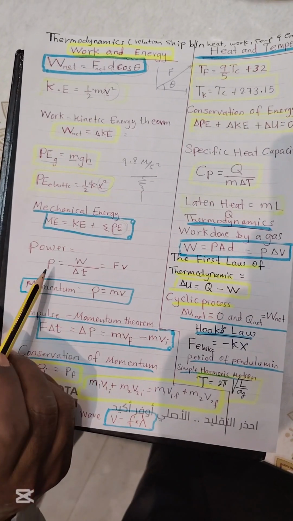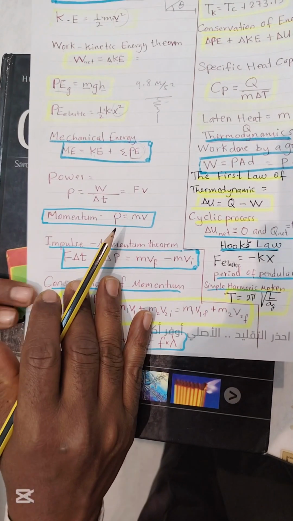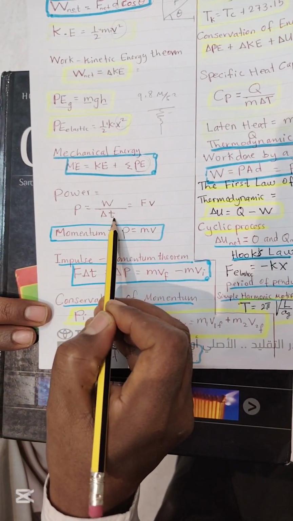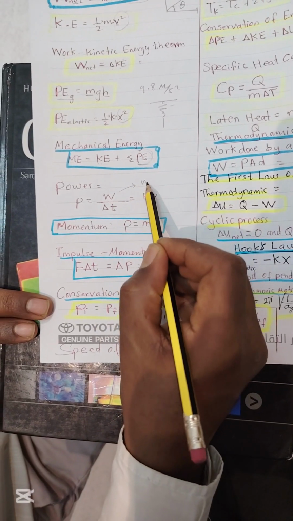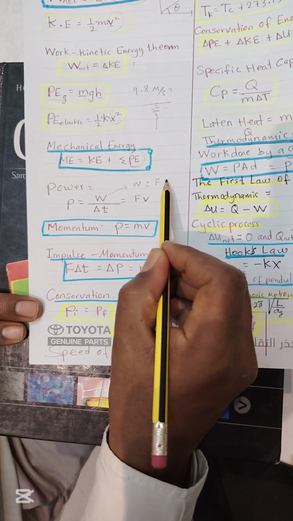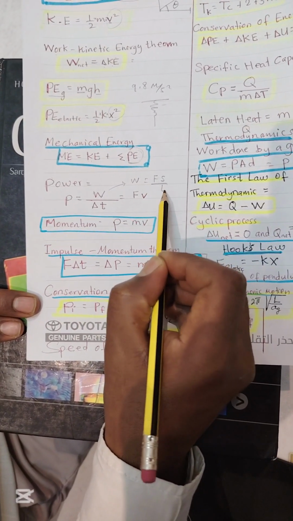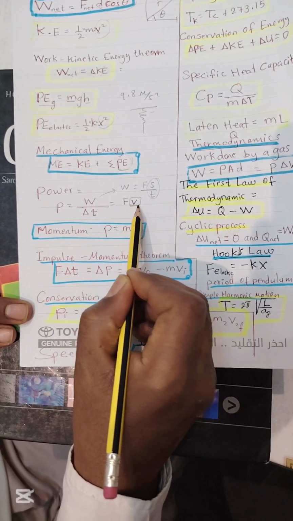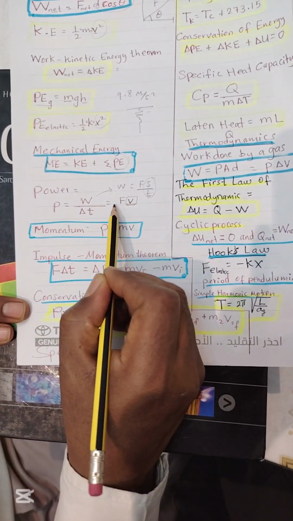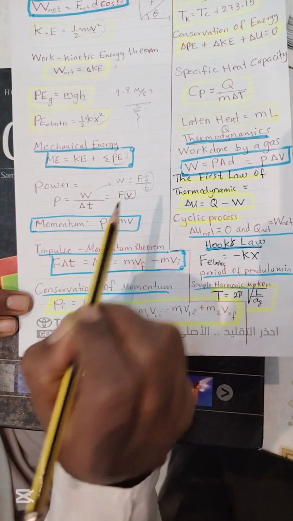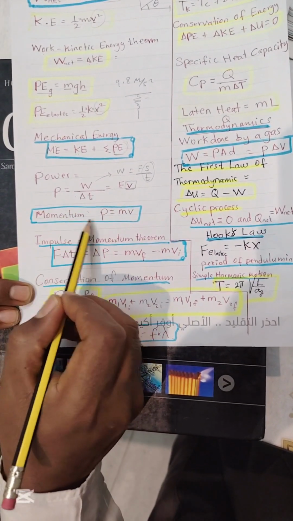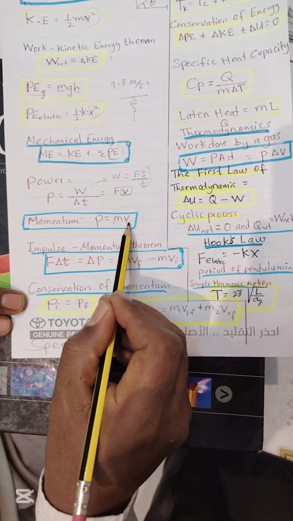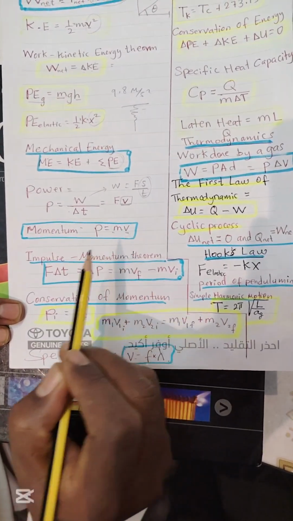Here we have power. Power is equal to work done over time, but we know that work done is equal to force times distance over time. But we know distance over time is velocity or speed. So we can rewrite this formula as force times speed. Momentum is equal to mass times velocity or mass times speed.